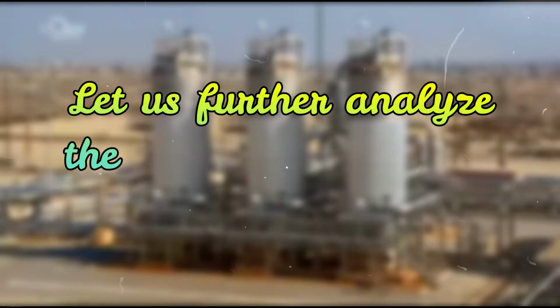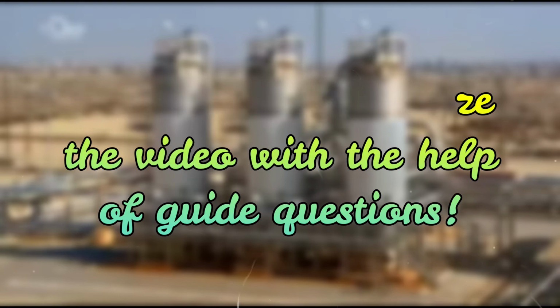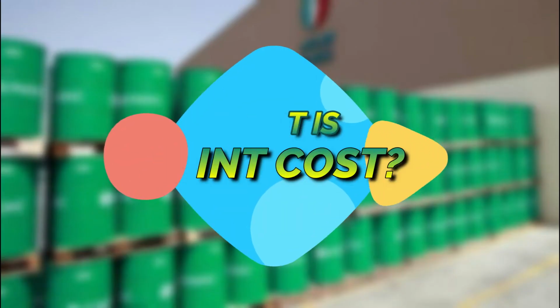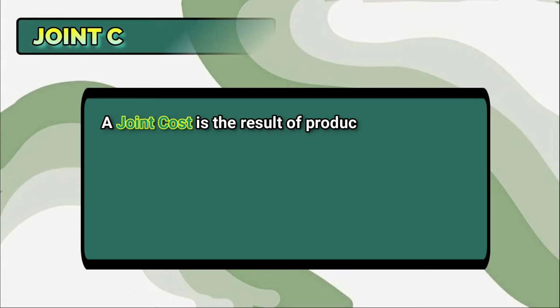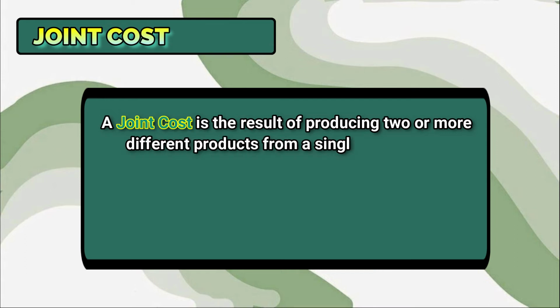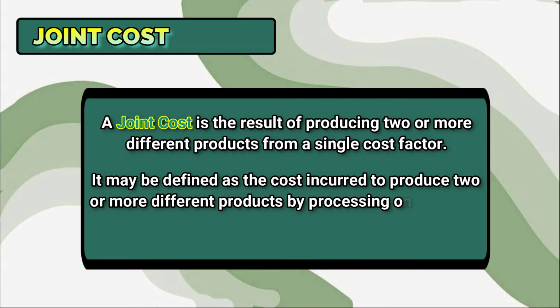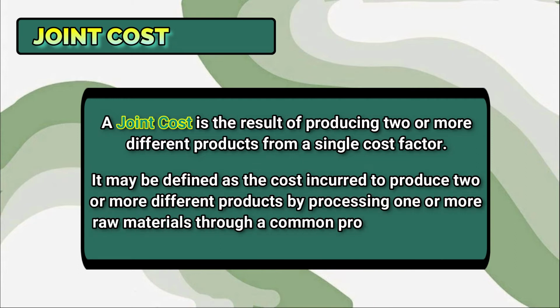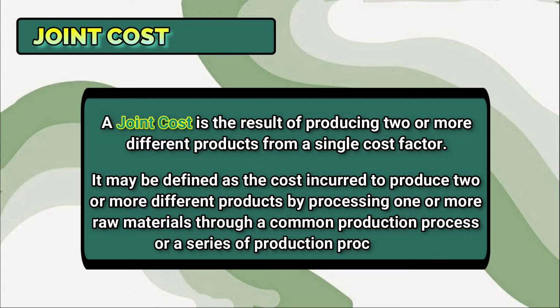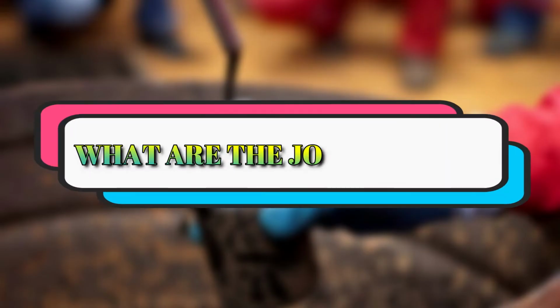Let us further analyze the video with the help of guide questions. What is joint cost? A joint cost is the result of producing two or more different products from a single cost factor. It may be defined as the cost incurred to produce two or more different products by processing one or more raw materials through a common production process or a series of production processes. What are the joint costs?